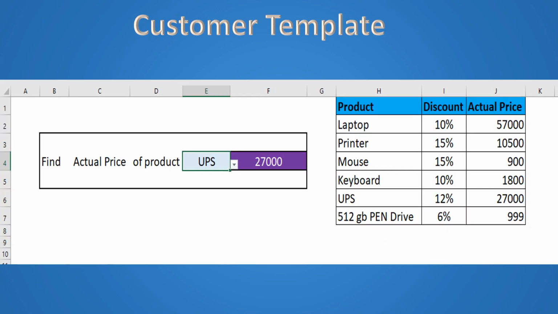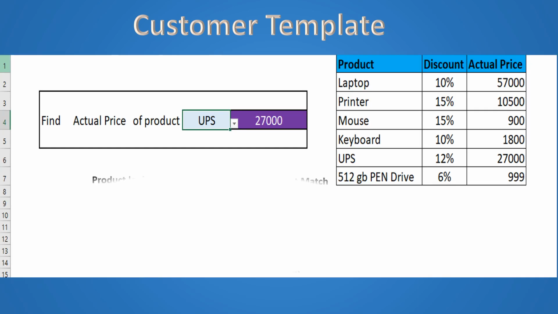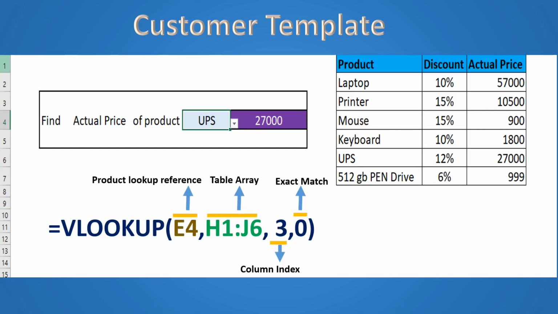Now, let us understand this with our example. If we want to find the actual price of any product, we take the product as the lookup value, which is the first column and first argument of the VLOOKUP function. As our second parameter is table array, we will select the entire table range, H1 to J6. Column index is the actual price which we want to retrieve, which is the third column in the table. The last parameter is range lookup, which is of course optional. This is the place where we can provide whether we want an exact match or an approximate match.